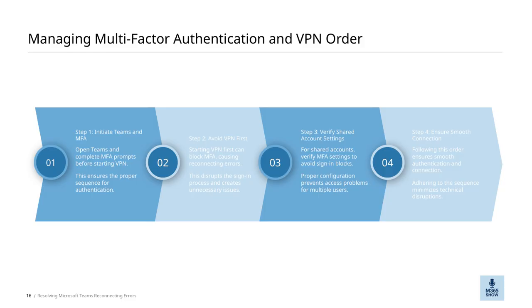So, to summarize, start Teams and MFA first, avoid connecting to VPN initially, verify shared account settings, and then connect to VPN. This approach guarantees a smoother, more reliable connection every time.